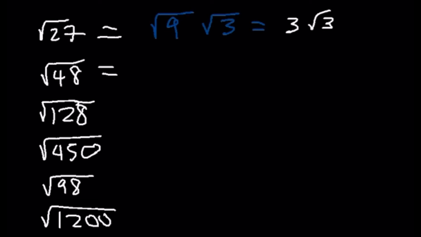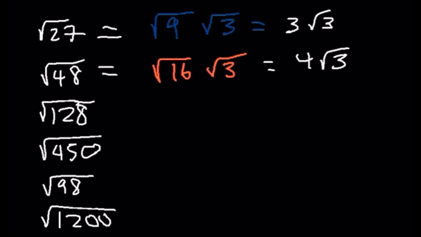Now what's the highest perfect square that goes into 48? 4 goes into 48, but the same is true for 16. If you start with the highest perfect square, it's going to make simplifying a lot easier, especially when you're dealing with larger numbers. 48 divided by 16 is 3, and the square root of 16 is 4. So this simplifies to 4 root 3.